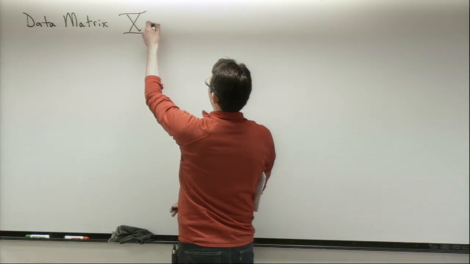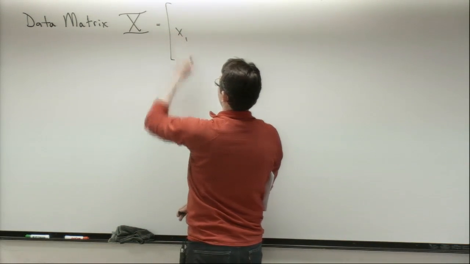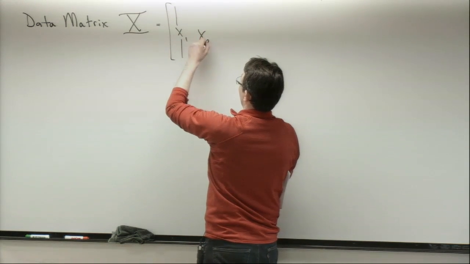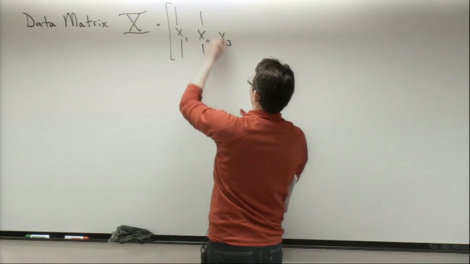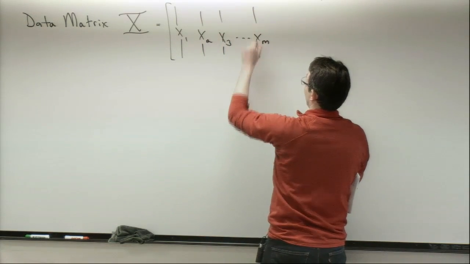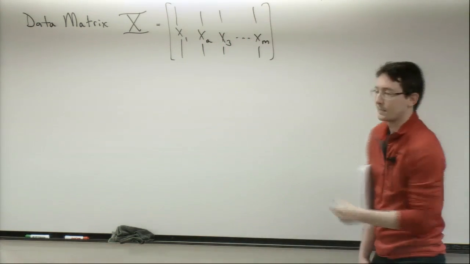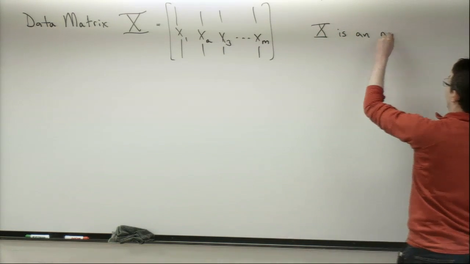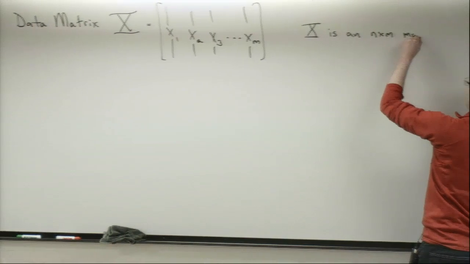And typically what I'm going to do is write this as a bunch of column vectors x1, x2, x3, dot, dot, dot, xm. Okay, so X is an n by m matrix.